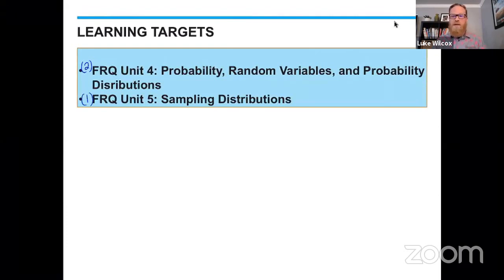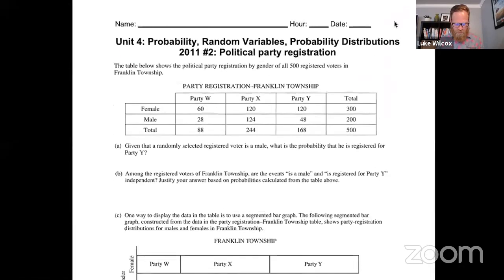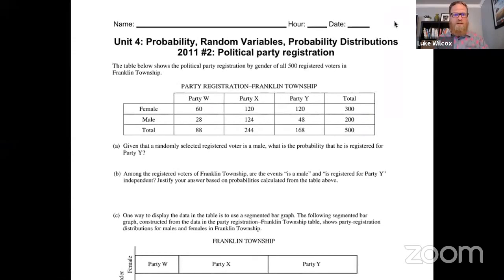And my general approach on these is to start by talking my way through the model solution. But then after that, equally important is talking through the rubric that was used in order to grade that particular question so that you know exactly what has to be included on the AP exam in order to get full credit. So let's jump right in. And we're going to start, like I said, in Unit 4. And this particular question is 2011, number 2. And the context of it is political party registration.